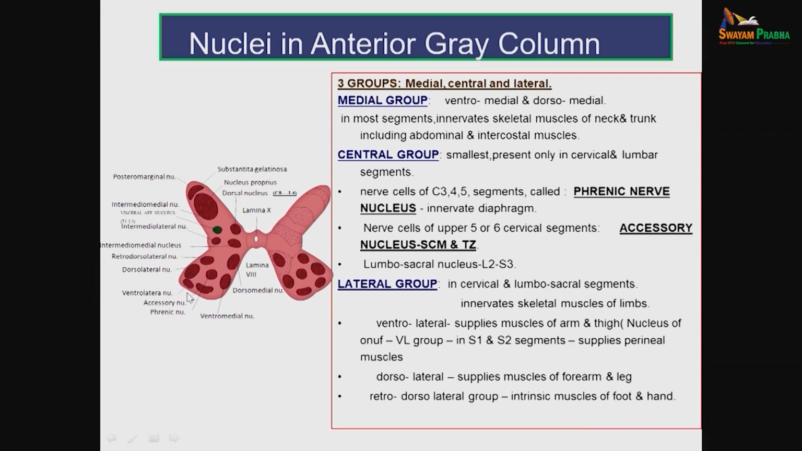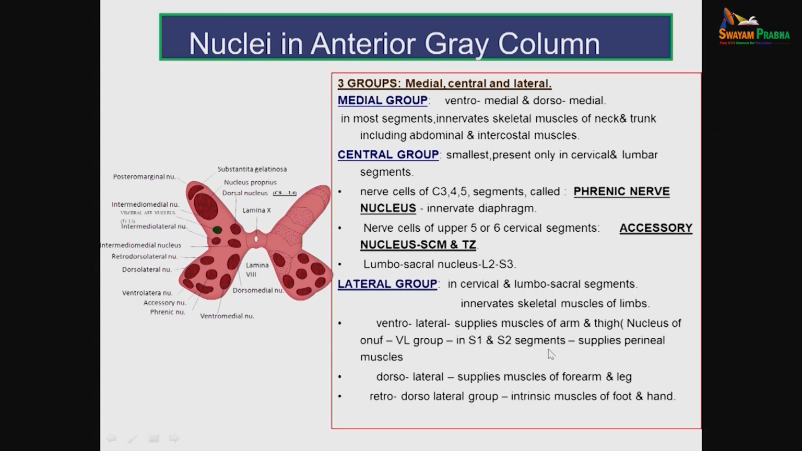The ventrolateral group of nuclei, the axons of which will supply the muscles of the arm and thigh. In this, one nucleus is important, the nucleus of Onuf in the ventrolateral group, in S1 and S2 segments, which supplies the perineal muscles. The dorsolateral group of nuclei, the axons of which go and supply the muscles of the forearm and the leg. The retrodorsolateral group supplies the intrinsic muscles of the foot and hand.